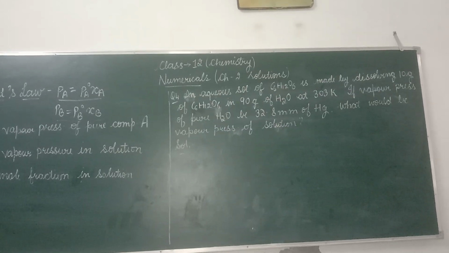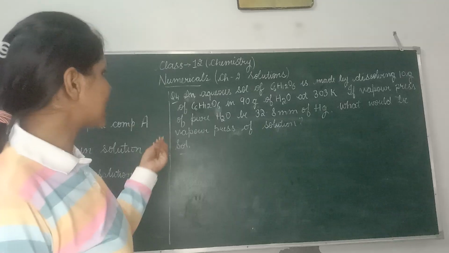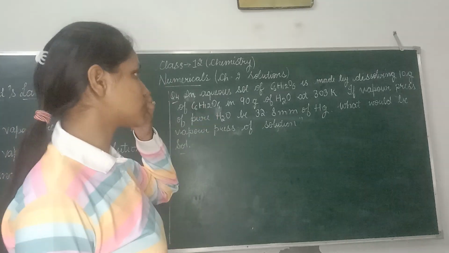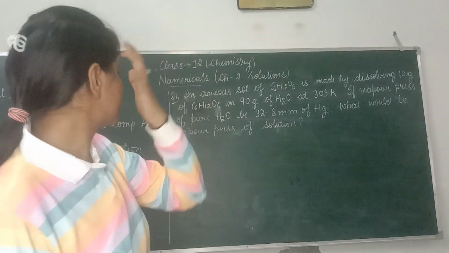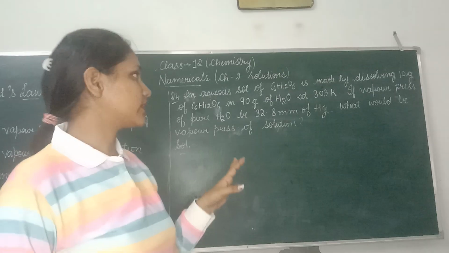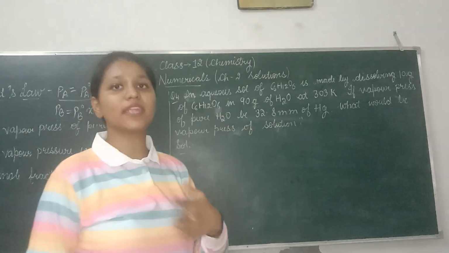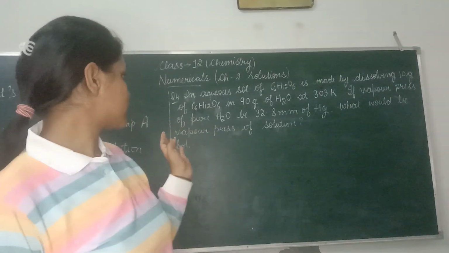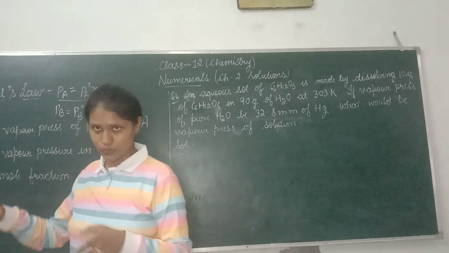Now solving another question. In the next question, it is given that an aqueous solution of glucose is made by dissolving 10 grams of glucose in 90 grams of water at 303 Kelvin. If the vapor pressure of pure water is 32.8 mm of mercury, what would be the vapor pressure of the solution? We have to calculate the vapor pressure of the solution.